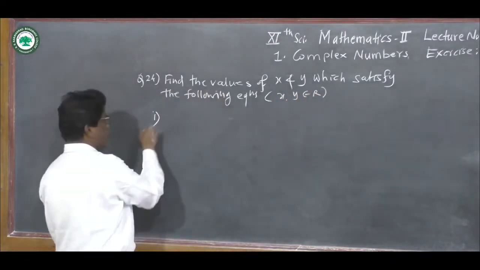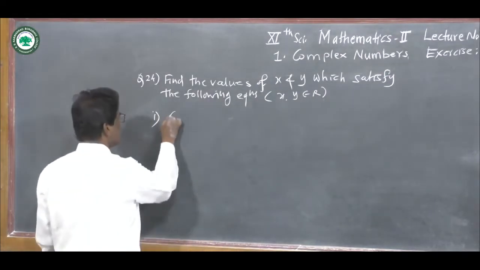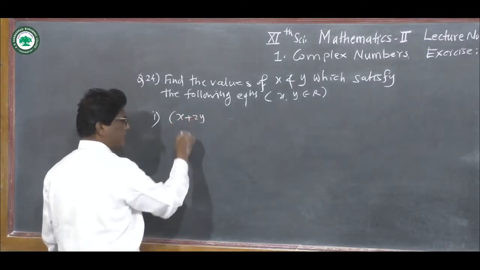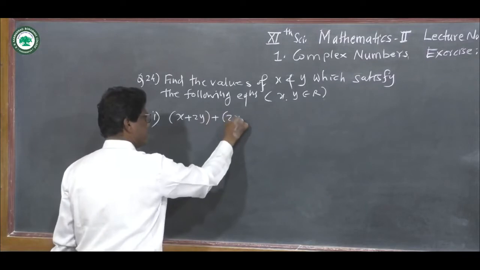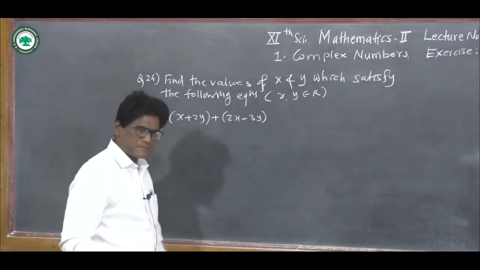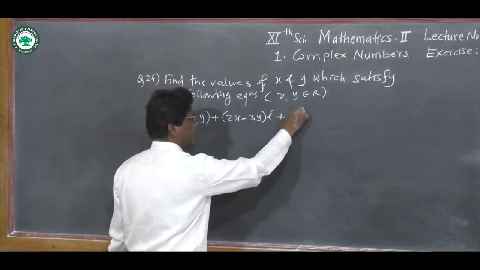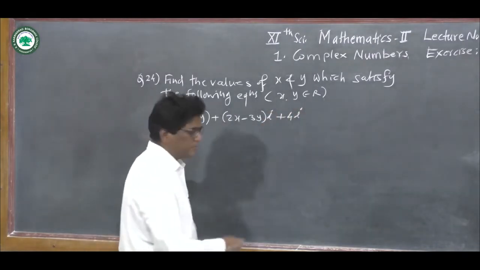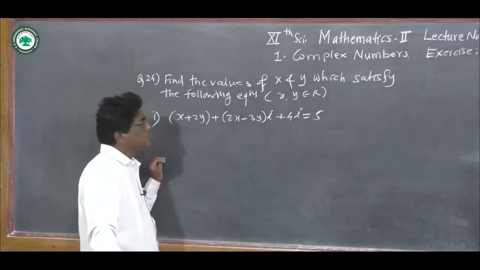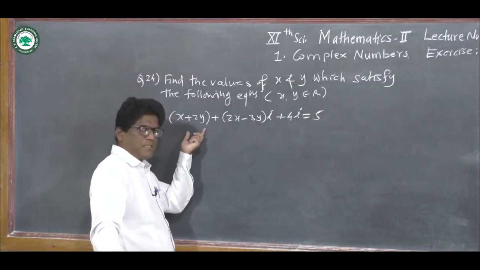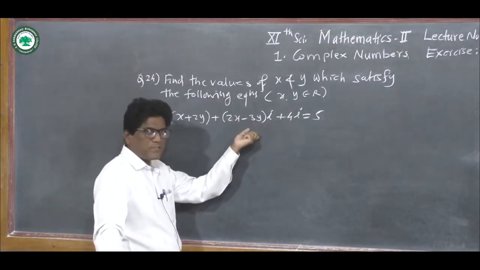So first problem, (x + 2y) + (2x − 3y) into i + 4i is equal to 5. Now here we have to find the value of x and y. See here, this x plus 2y is a real part. 2x minus 3y into i, this is the imaginary number.